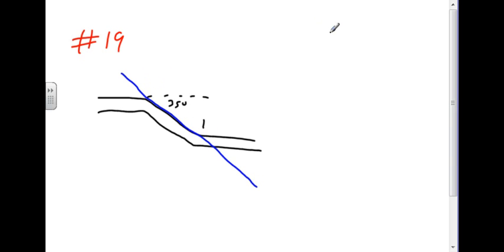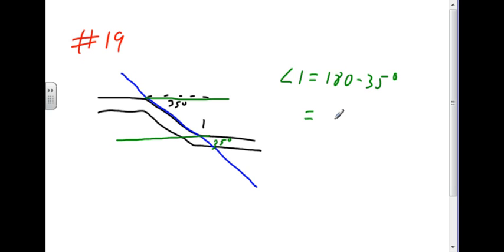And I have one parallel line constructed like that, another parallel line constructed like this. Then I have 35 there. That means that this guy has to be 35 on this side, and that angle 1 has to be 180 minus 35, which is 145 degrees. So angle 1 would be 145 degrees in this application. Okay, number 20.